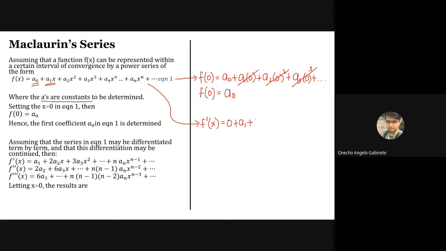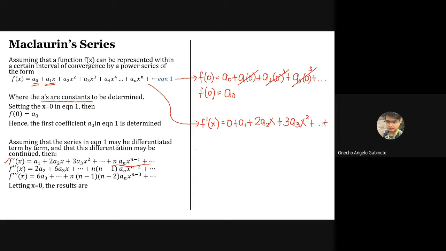And then, meron po tayong 2a sub 2 times x. Next is 3a sub 3 times x squared and so on. So, ito na po yung una. So, meron siyang kasunod na plus n times a sub n x raised to n minus 1 and so on. So, kumbaga, ito yung parang form na susundan natin para mag-continue po siya.